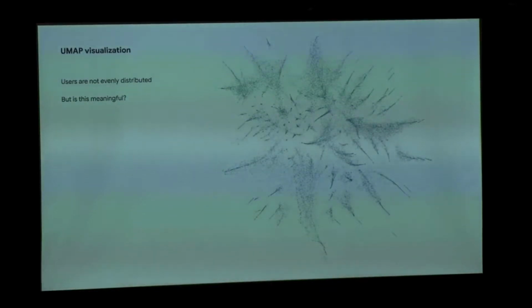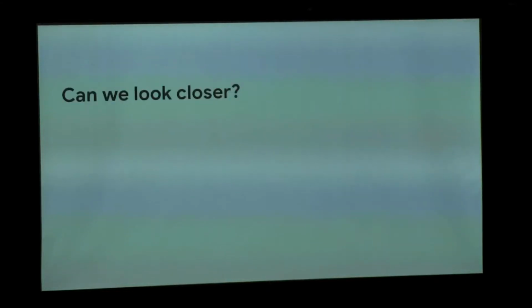And so each of these points represents a single pseudonymized user. What's critical here is that these users are not evenly distributed. They're collected into groups. And so the question is, what can we learn from this? Basically, we want to be able to look closer. This is sort of a global picture of all of our users.